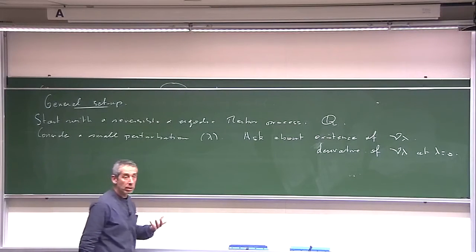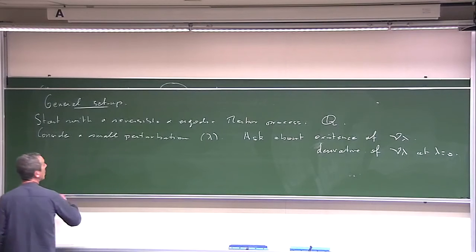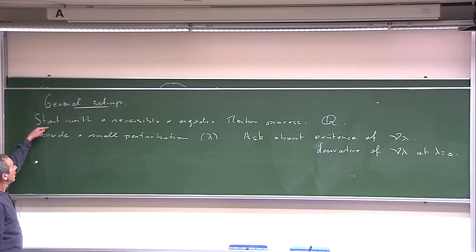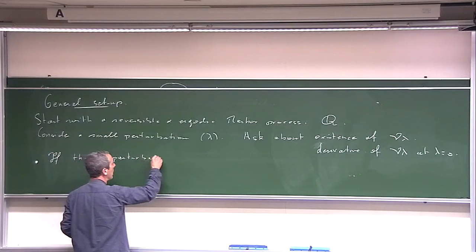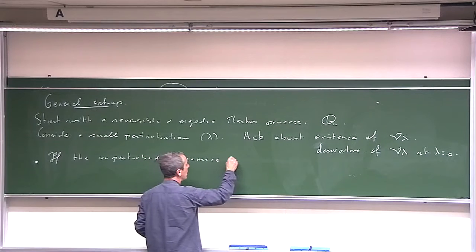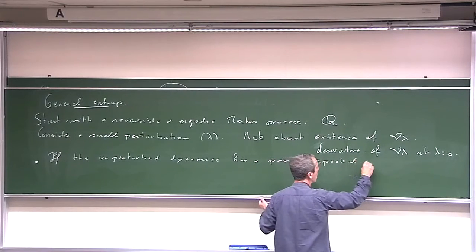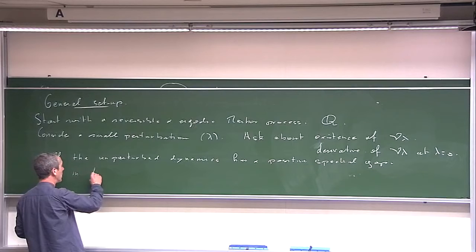There are assumptions under which this problem can be successfully attacked. And one first result is that we can solve these questions in the case where you have a positive spectral gap. So positive spectral gap for the dynamics you start from. So if the unperturbed dynamics has a positive spectral gap. Now here, what I mean by positive spectral gap is the spectral gap, the usual thing in L2 of Q.